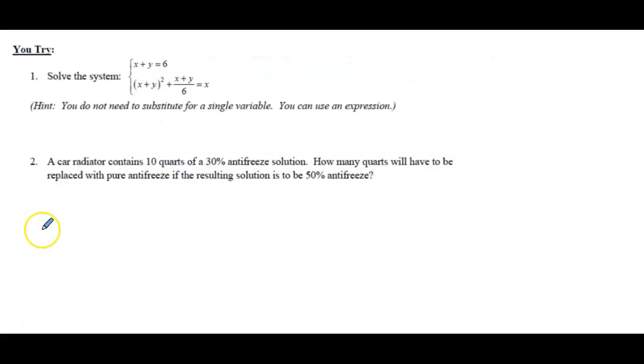On You Try number 1, it looks really complicated, but it's actually pretty easy. So let me just give you a hint. Since x plus y is equal to 6, how about substituting in 6 everywhere that you see x plus y and see if you can solve the system? So give that one a try on your own.